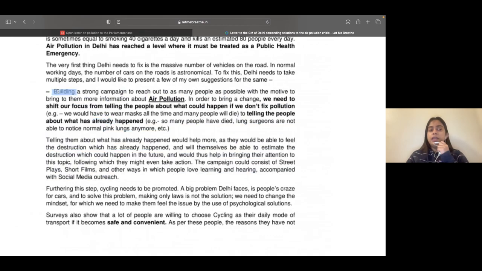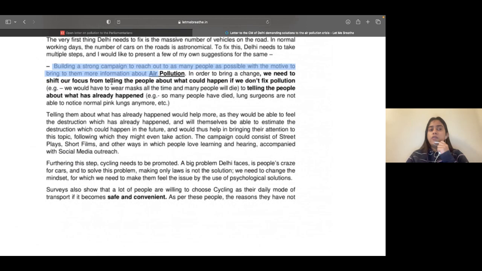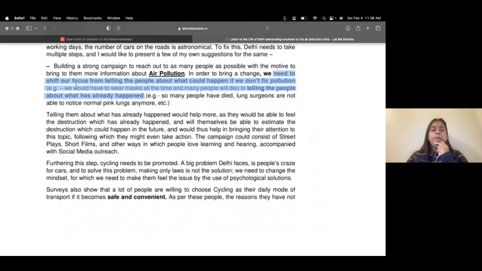So he says, building a strong campaign. We need to shift our focus from telling people about what could happen if we don't fix pollution to telling people about what has already happened. So he says the way we address sharing information, disseminating information, should shift from what could happen to what has already happened. This may also make people more aware and help people be more concerned about the issue.